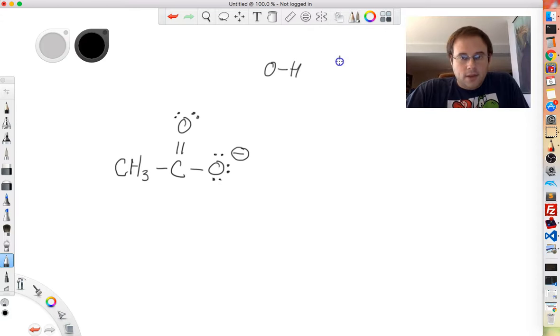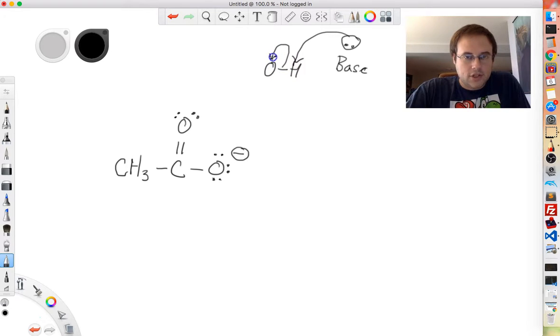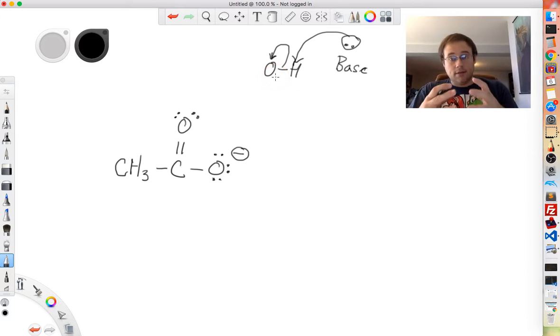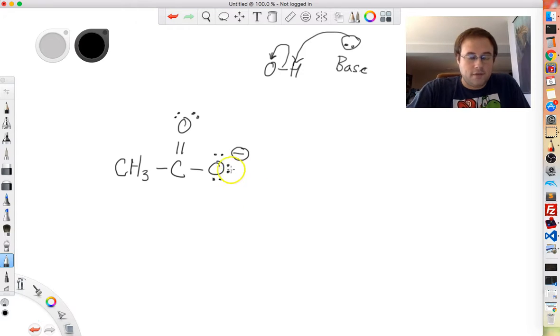Originally we had this OH. There was a base of some sort that came in, it grabbed the hydrogen, and this set of two shared electrons went to the oxygen. So now the oxygen, instead of having to share these, has them to itself. That would be a surplus of electrons, and therefore this oxygen has a negative charge. So this is a perfect classic setup example for resonance 101.